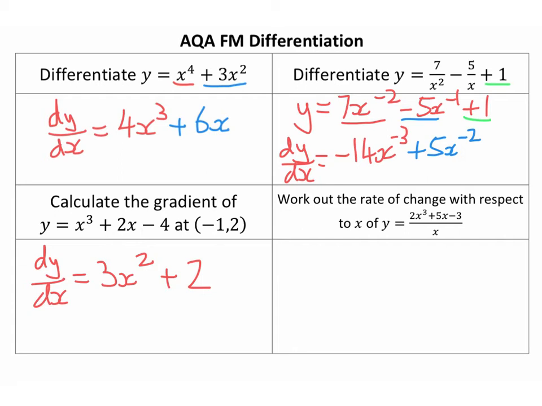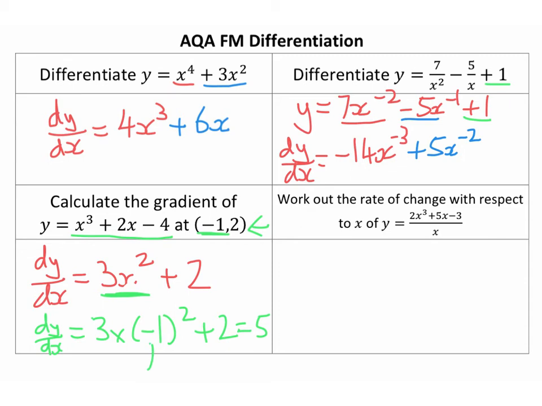Okay, now then, this is the crucial bit. Calculate the gradient of that function, y equals x cubed plus 2x minus 4, at minus 1, 2. So I've got x's here. So I'm going to do it in a different colour. That's a better idea. Here we go. I'll do it in green. So this is my x value I'm going to put into here, for the x. So I'm going to get 3 times minus 1 squared plus 2. Now remember, when I square minus 1, I get 1. So I get 3 plus 2, which is 5. So the gradient of that curve at that point is 5. Okay, so dy dx at x equals minus 1 there. Okay, don't put the y coordinate in, you don't need to. That's sort of second year A level stuff.